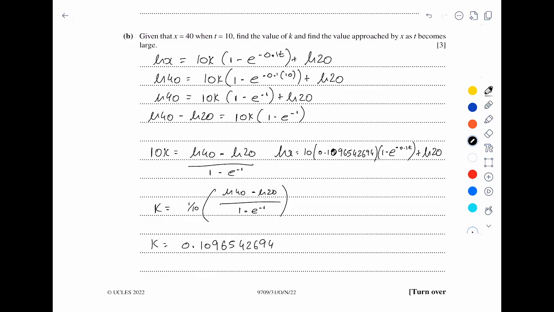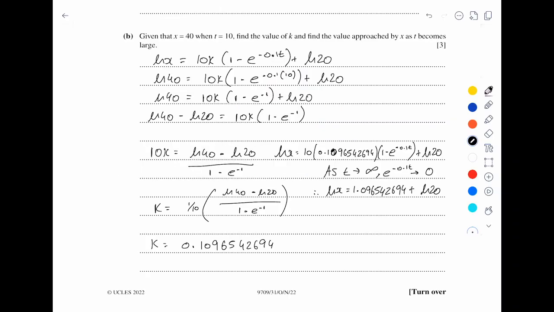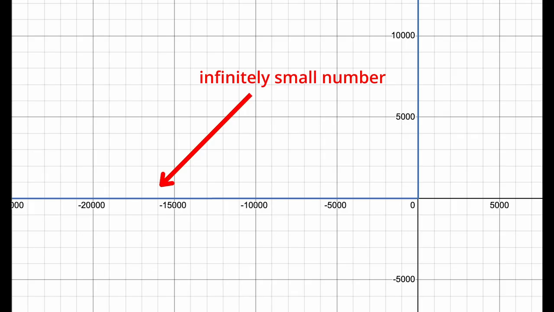Now that we've got our equation set up, we can refer to the original premise of the question. What happens to x as t becomes bigger and bigger and bigger? In other words, what happens to x as t tends towards infinity? Well, as you can see, as we tend towards infinity on t, e to the power of negative 0.1t will tend towards 0, as we will have e to the power of an infinitely small number.